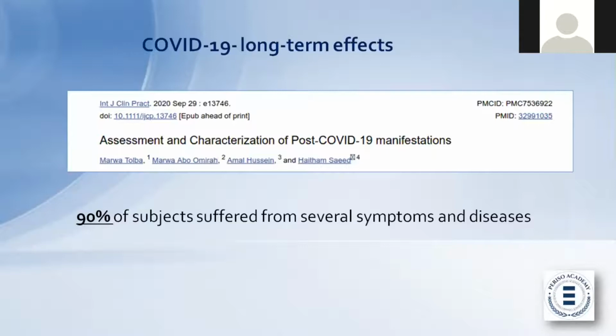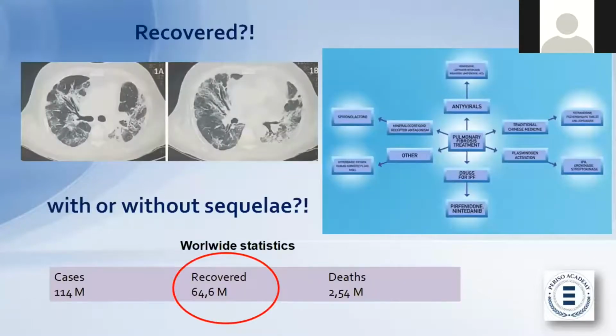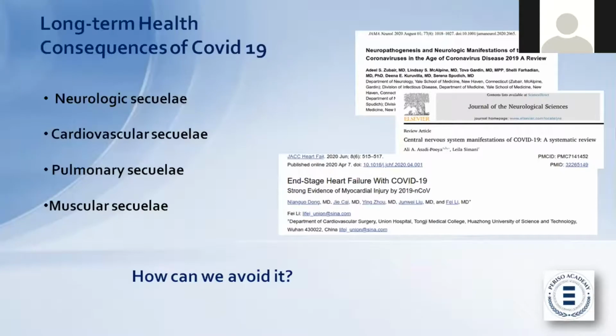I bring this paper because now we can talk about the long-term effects of COVID infection. In this paper, the authors show that almost 19% of the subjects suffered symptoms after COVID recovery. So when we talk about recovery, can we really talk about recovery? Are our patients totally recovered? Or do we have to talk about what kind of sequela the virus is leaving? We talk about pulmonary fibrosis, but not only. There are a lot of papers and different authors who talk about pulmonary sequelae like fibrosis, but also persistent neurologic and cardiovascular manifestations, as well as muscular dysfunction. So my question is, how can we try to avoid it, not only treat all these sequelae?